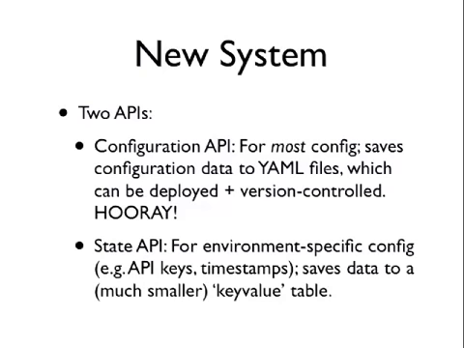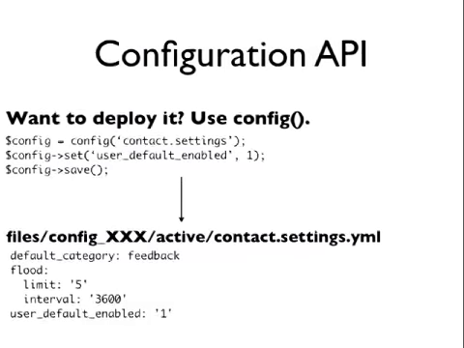The state API is a little bit different. So the state API is for keeping track of various environment-specific stuff. So say, for example, the API key for Amazon Web Services. You don't necessarily want that in the files directory in your Git repository. It's also for things like the last time cron ran. You wouldn't want to deploy that, and then the production server thinks cron ran later than it did. So those kinds of things we put into the state API.